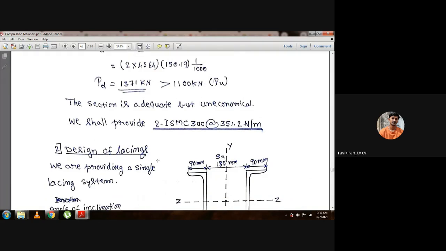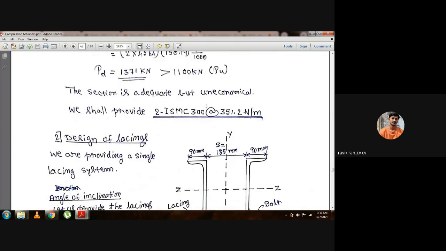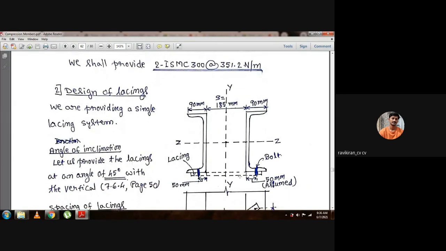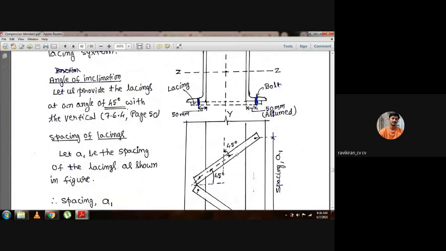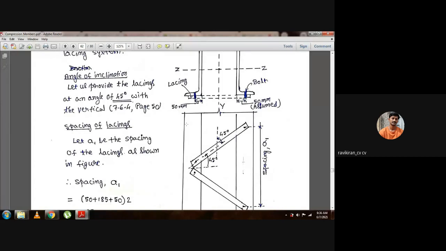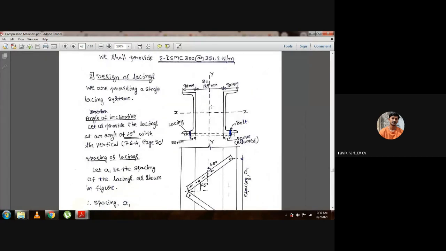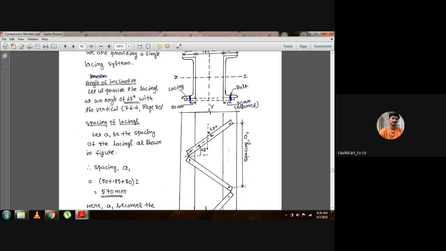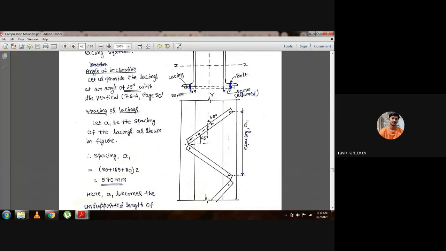So the next step is new for today's class. Till here we used to do it in our previous classes. Correct. So from today, this is the new thing you need to understand. This is the design of lacing. What is lacing? Lacing is an arrangement. If you look at this figure, you will understand. See here, these are the channel sections placed back to back, and to hold these two channel sections together, we made an arrangement or introduction of an inclined member, that is the lacing system.